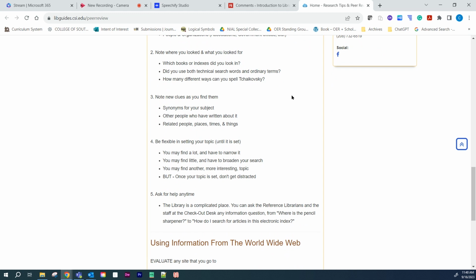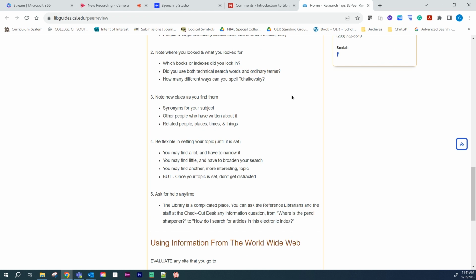I like this. How many different ways can you spell Tchaikovsky? There are hundreds. Maybe not hundreds, but there are dozens. Bach also. If you looked at the IMSLP database, which I love, again, I did an episode on that, you search Bach's name or Tchaikovsky's name, and it will come up with dozens of different iterations in different languages, but also in the same language.